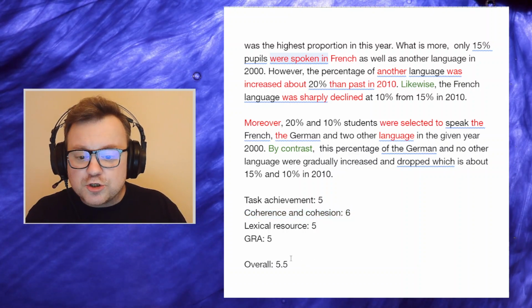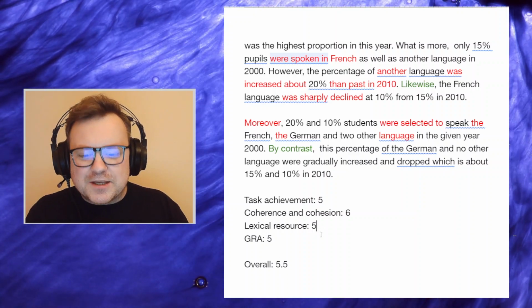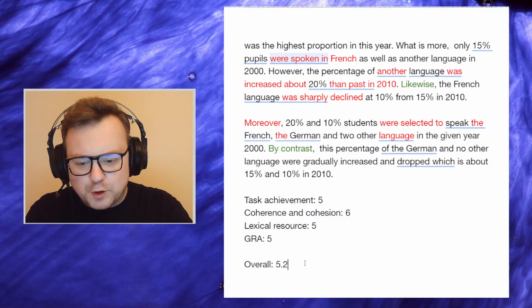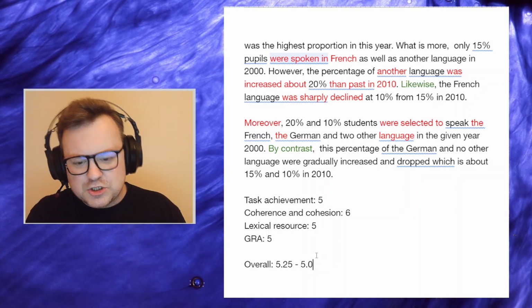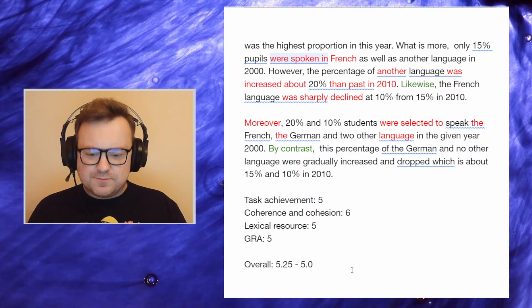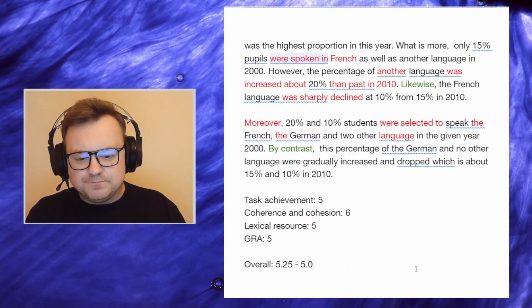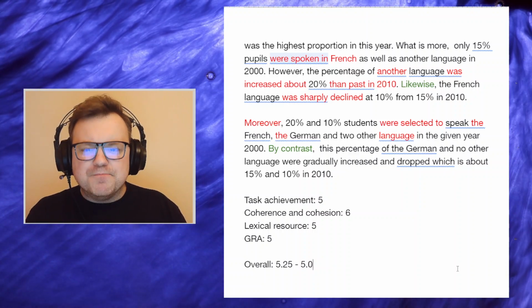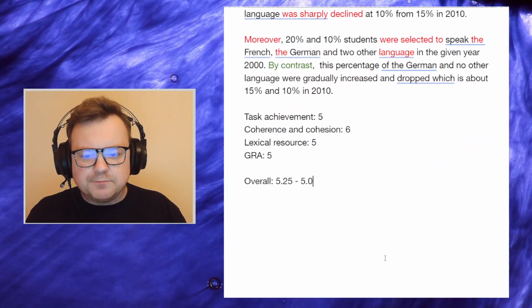Oh no, sorry. I've made a mistake again. This overall score is 5.25, which brings it down to 5.0. Sorry, 5655 is 5.25, which is 5.0, which is B1, and I think that is an accurate measure of the candidate's writing here. This is a B1 piece of writing.